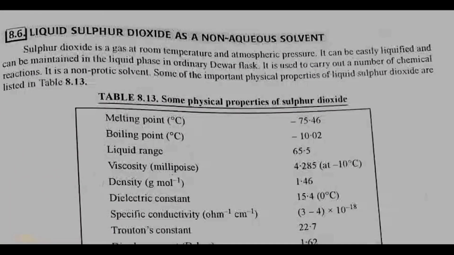Liquid sulfur dioxide as a non-aqueous solvent. Sulfur dioxide is a gas at room temperature and atmospheric pressure. It can be easily liquefied and can be maintained in the liquid phase in an ordinary Dewar flask. It is used to carry out a number of chemical reactions. It is a non-protic solvent. Some of the important physical properties of liquid sulfur dioxide are listed below.